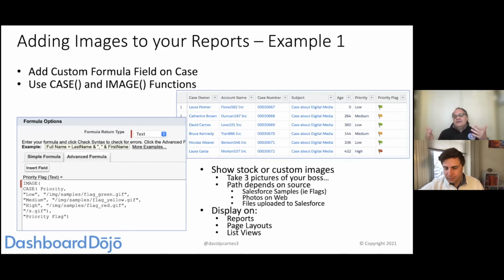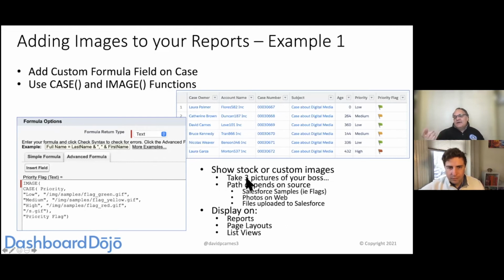But using the stock images that come with Salesforce, you can see the example over here on the left. So this is using a custom formula field on the case object. And we just happen to be using the case function on the case object. How cool is that? And we're saying if the priority of the case is high, show a red flag. If it's medium, show a yellow flag. If it's low, show a green flag. So this is how we did it for years with custom formula fields. So this works great as one particular option.